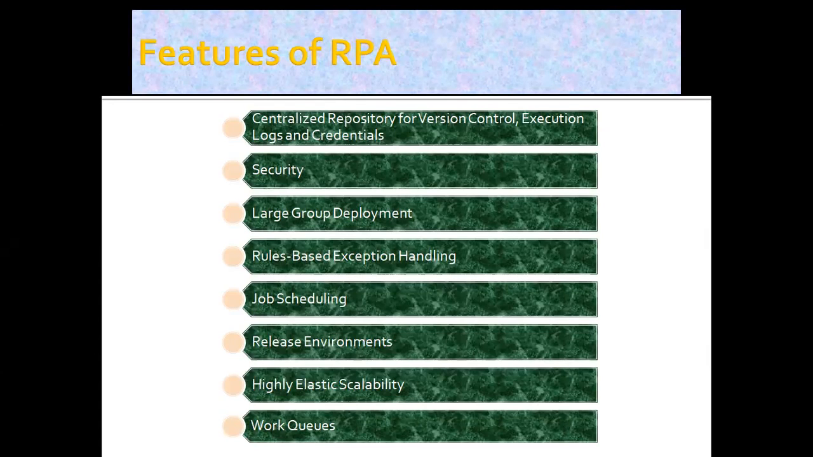And when you are executing a process, logs will be stored, and the credentials will also be there for each and every user. And the credentials will also be there for the systems where this robot is going and logging in. So that is the best feature in the RPA.